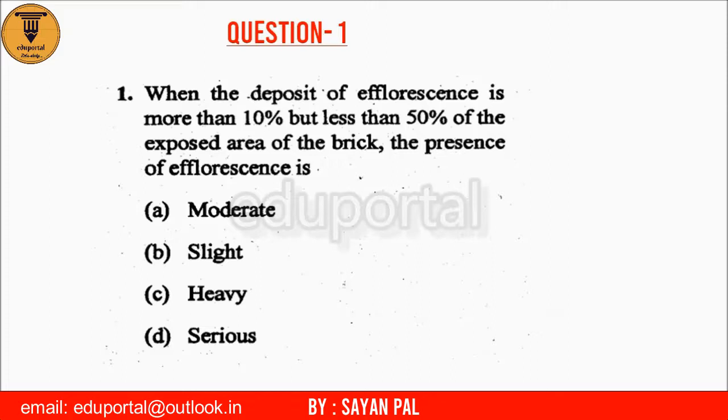So question number 1 is, when the deposit of efflorescence is more than 10% but less than 50%, then you will have to determine what is the type of efflorescence. Okay, what will be the type of efflorescence? 4 options are given: moderate, slight, heavy, and serious, and the answer will be moderate. Okay, so we will see how we are getting this.